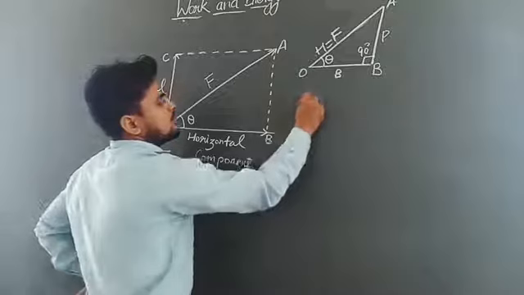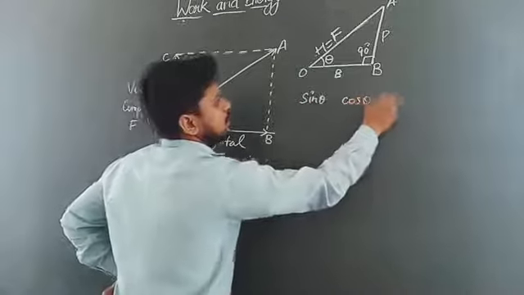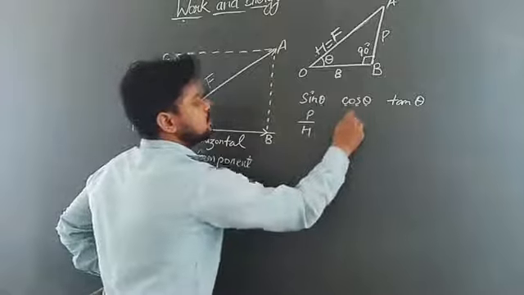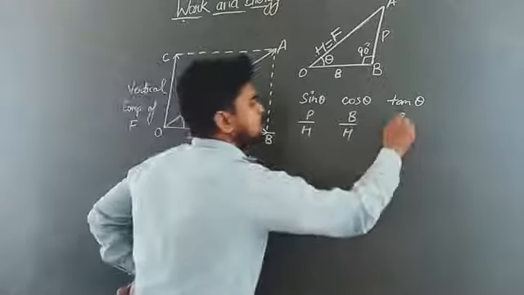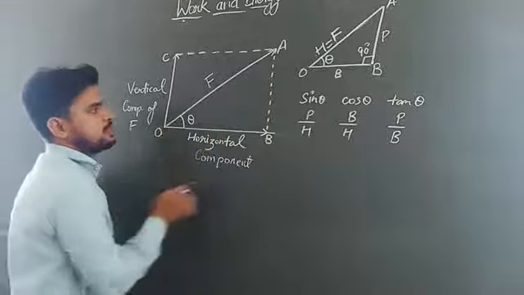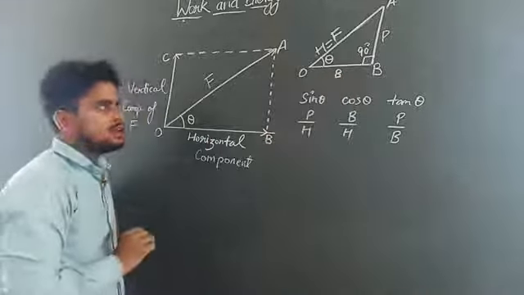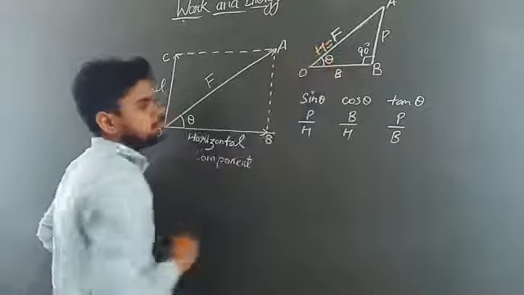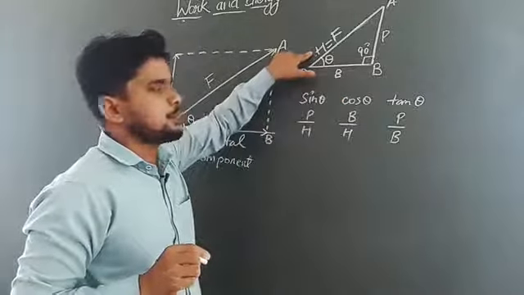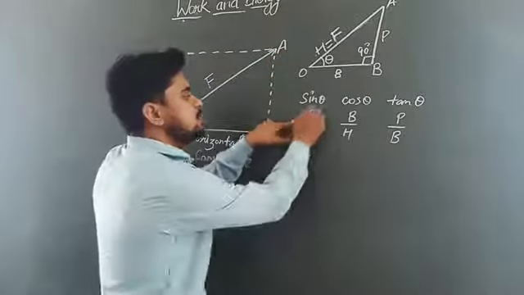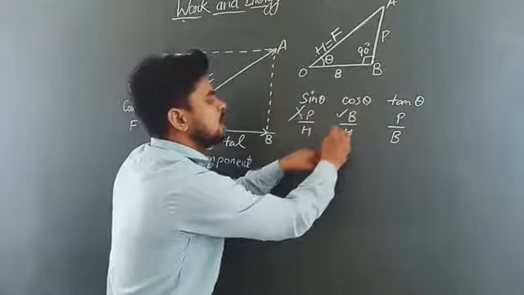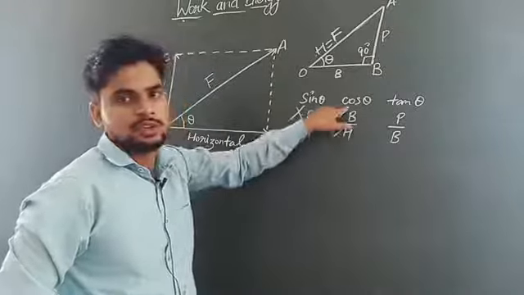Now you know sin theta, cos theta and tan theta. Sin theta is perpendicular upon hypotenuse, cos theta is base upon hypotenuse and tan theta is perpendicular upon base. Let us see what we have to calculate. We have to calculate OB, that is base, and we know the value of hypotenuse equal to F. So we have to use that ratio in which there is base and also hypotenuse. So in sin theta you can see base is not there, so we cannot use this ratio. In cos theta you can see that base is also there and hypotenuse is also. So we can use the cos theta relation.